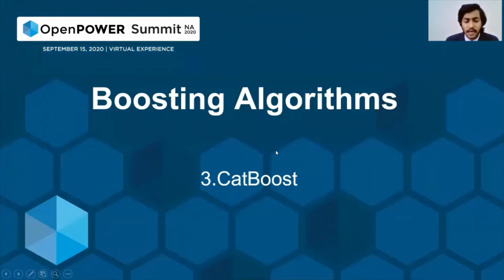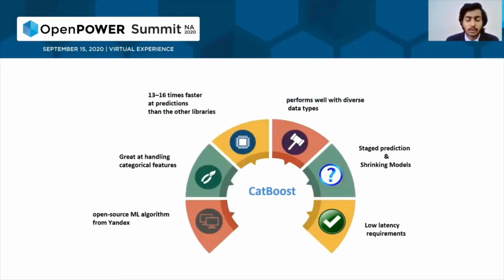Our next algorithm is CatBoost. CatBoost is a recent open-source machine learning algorithm from Yandex. It can be easily integrated with modern deep learning frameworks such as Google's TensorFlow or Apple's Core ML. It performs very well with diverse datasets, and it helps solve a wide range of problems that businesses face today, making it an ideal candidate for our analysis.